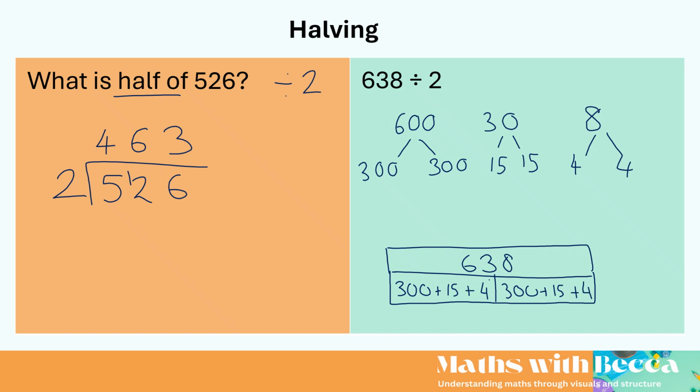And then I'm just going to add them up. 315, 315, add an extra 4 is going to give me 319. So half of 638, or 638 divided by 2, is 319. So two different ways to go about halving. I really like this second method. I think it's a really good one to practice to build up your confidence with halving bigger numbers.